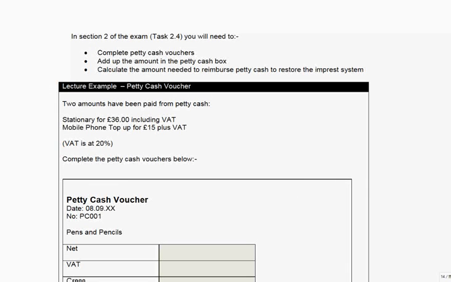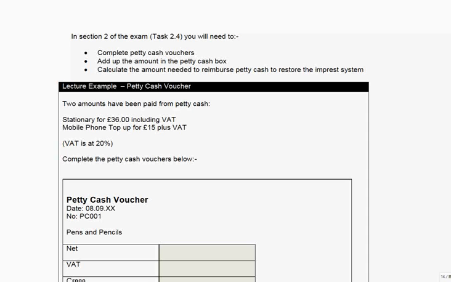Now in section 2 of the exam, it's quite a processing area, lots of processing style questions you get asked to do. One of those questions, or tasks if you like, because that's what they're referred to in the real exam, is filling out some of these petty cash vouchers that are going to go into the tin as we take the money out. So we can see in this lecture example, we've got a couple of petty cash vouchers that need to be filled in. Now you've got to watch out here because of the VAT that's flying around. We're going to have some gross amounts, we're going to have some net amounts, and we're going to need to work from gross to net and gross to VAT, etc.